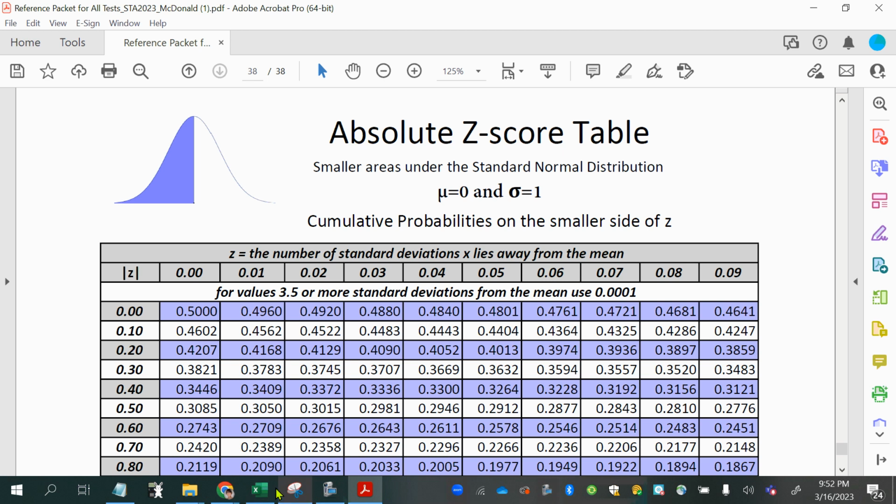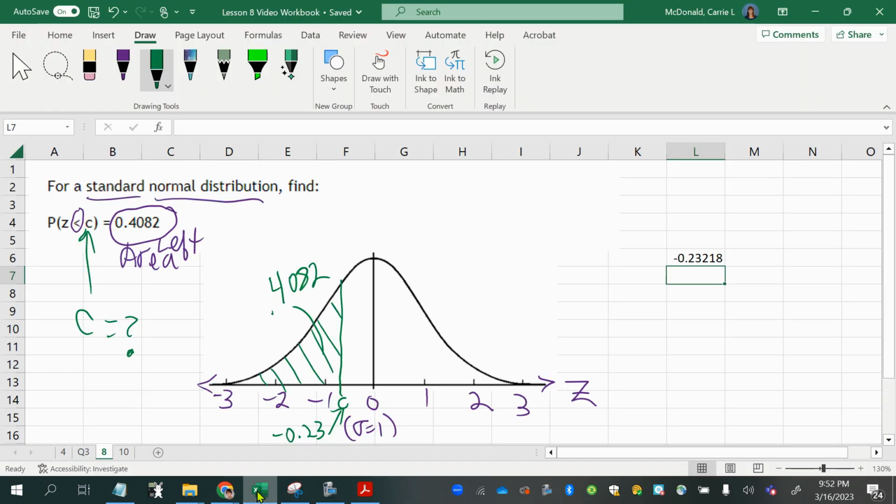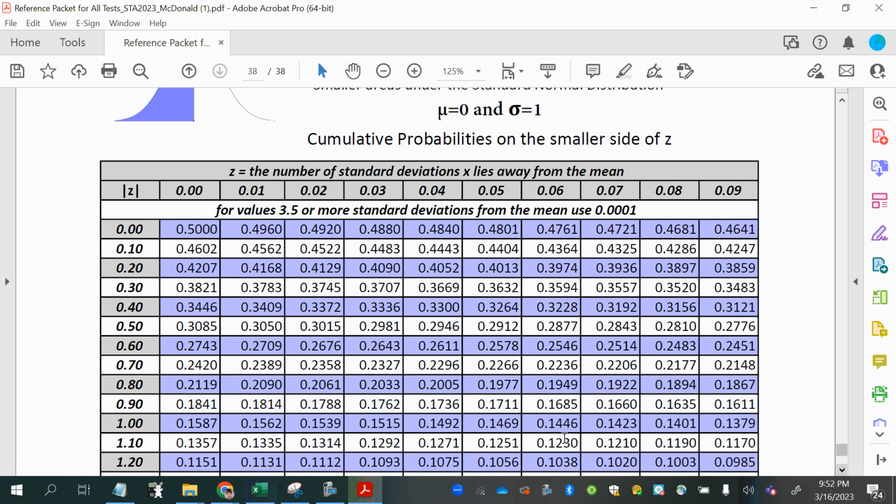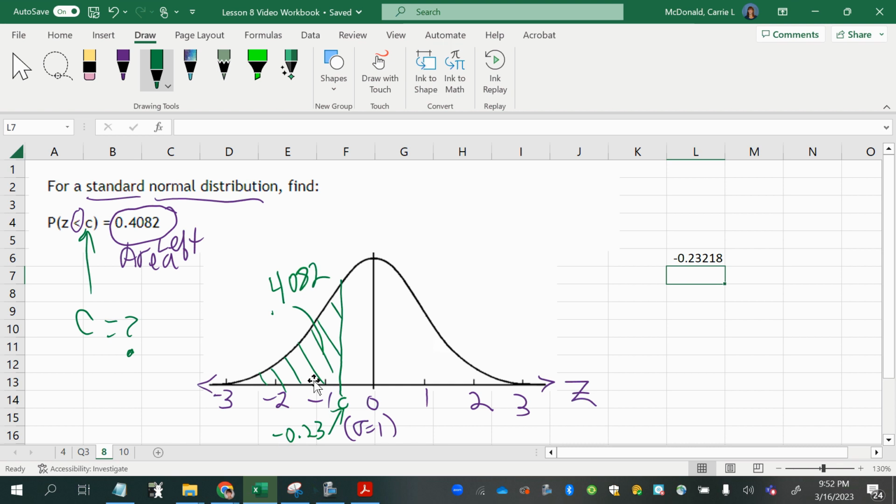So if I were to look again for that area of 0.4082 in my table, this is the closest thing, and that does coincide with 0.23. But then I would have to come back to my sketch and determine if that should be a negative or a positive. By my sketch, I can tell that it should be to the left of 0 because of the notation that told me it was a left area, and because of the fact I can see that it's an area that's less than half. So it had to be a negative z-score.